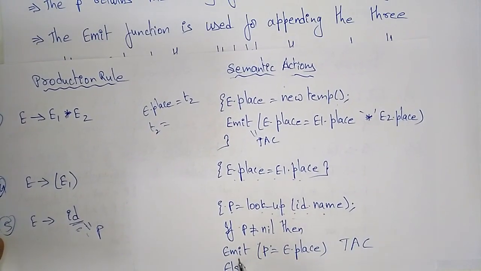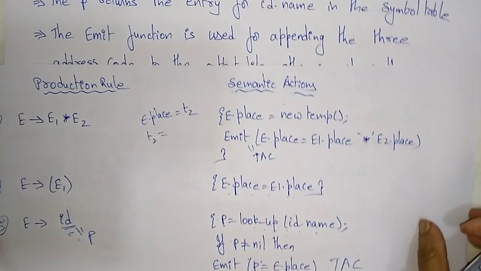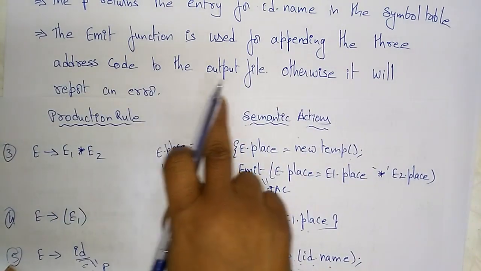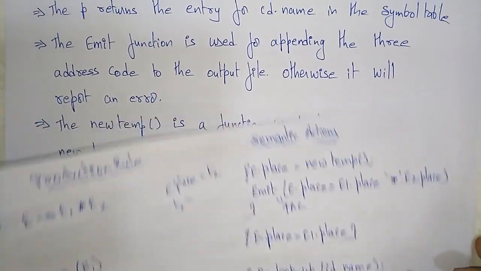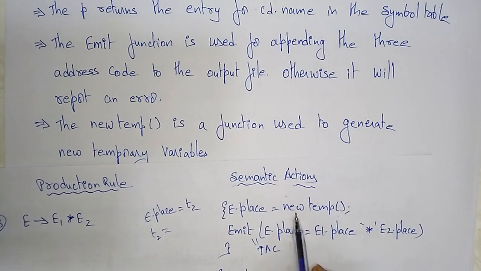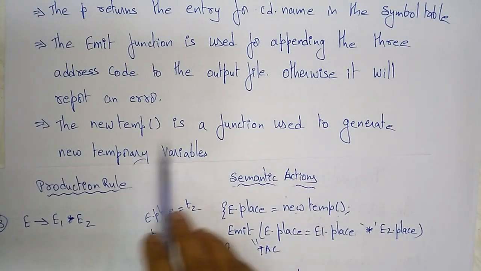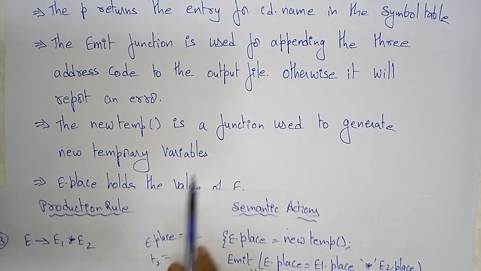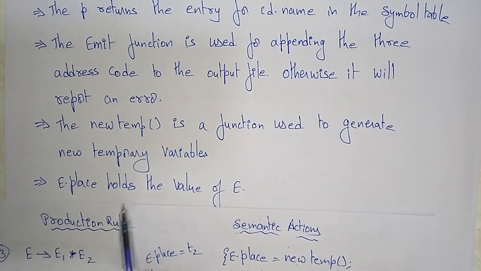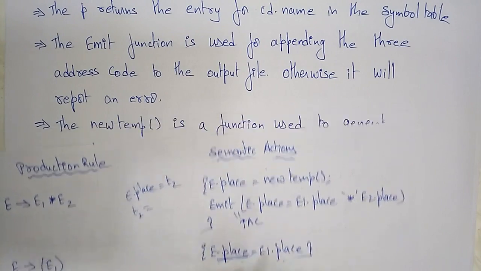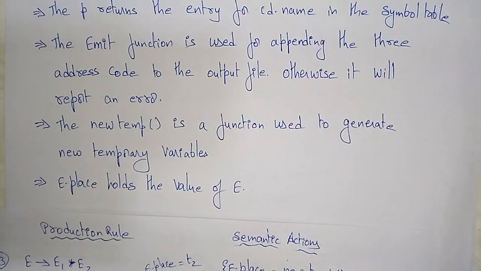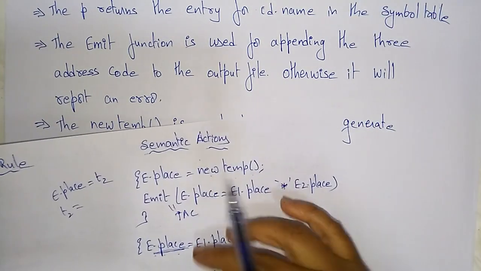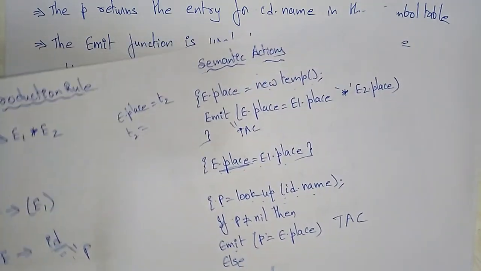The emit function is used for appending the three address code to the output file, otherwise it will report an error. Then coming to newtemp, it is a function used to generate a new temporary variable. And E.place holds the value of E. So these are the rules and terms that we use in the semantic actions.